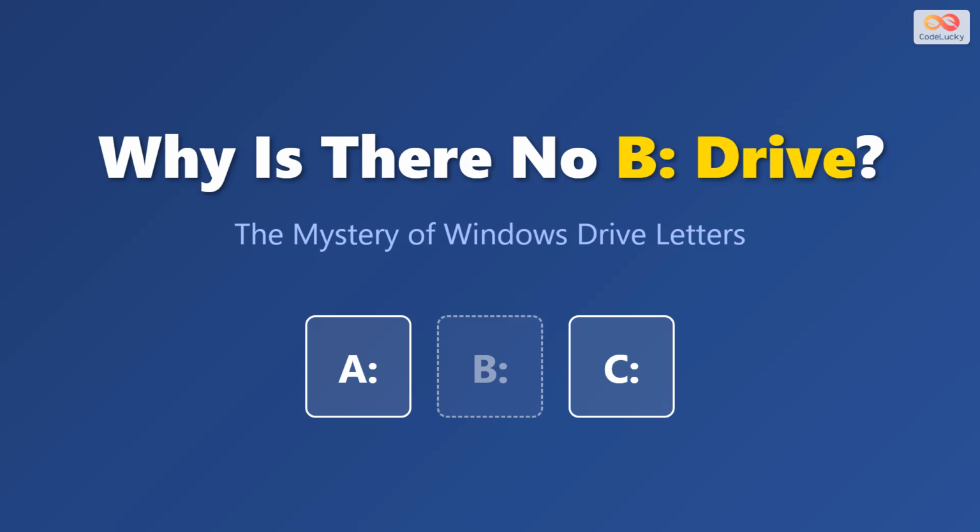Have you ever wondered why your computer's main hard drive is almost always labeled C? We have drive C, drive D, and so on, but what happened to A and B? It seems like a strange gap in the alphabet. In this video, we are going to explore this digital mystery and uncover the history behind these missing letters.